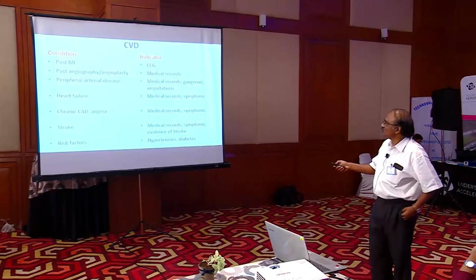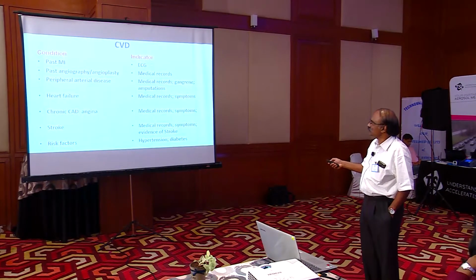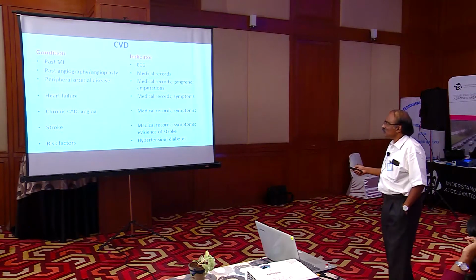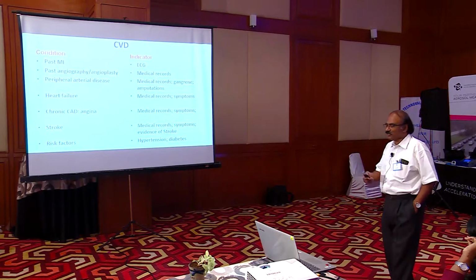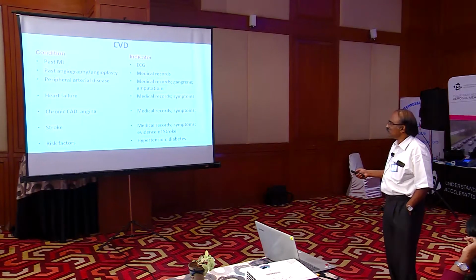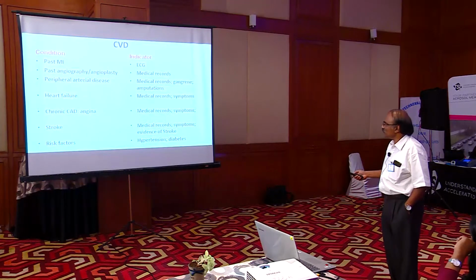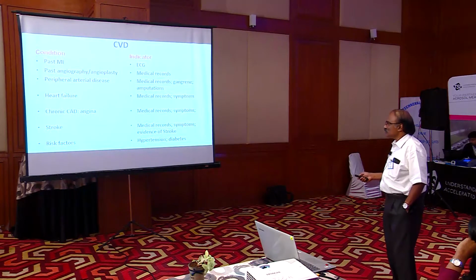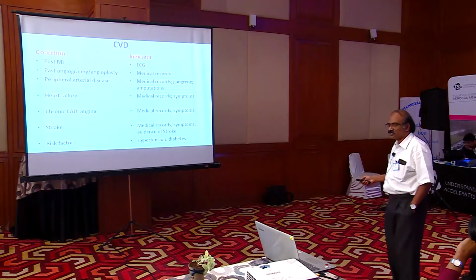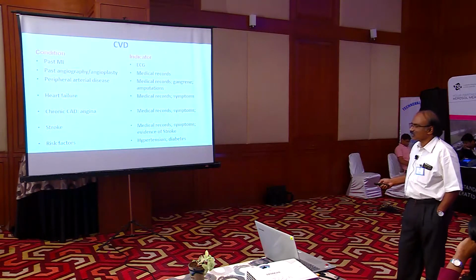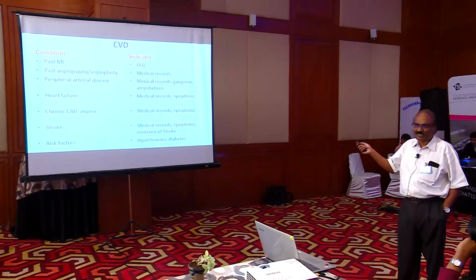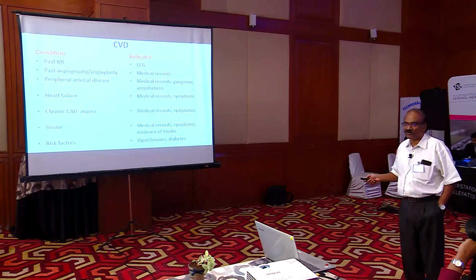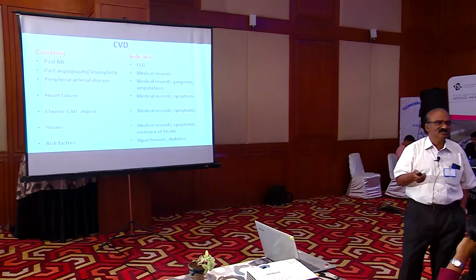Generally for heart disease, we use the following. For a fresh heart attack, we use ECG and certain ECG criteria. For angiography or angioplasty, you look at medical records. For gangrene and disease of the peripheries, you look at medical records, gangrene and amputations. For heart failure, we look at medical records and symptoms. For chronic heart disease, angina, medical records and symptoms. For stroke, medical records, symptoms and some evidence of stroke. And for risk factors, we look at hypertension and diabetes. I went through this fast, but the slides are there, so you can have a look. You have to have a clear-cut indicator of how to measure. Only then will your findings be credible.